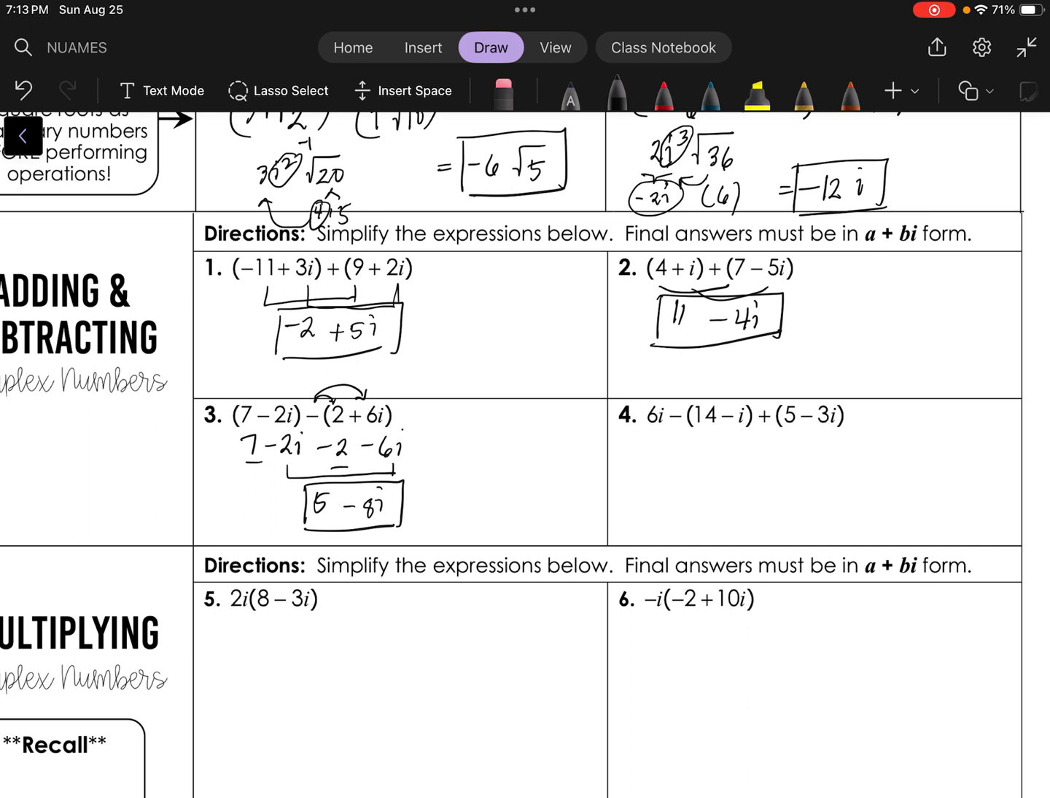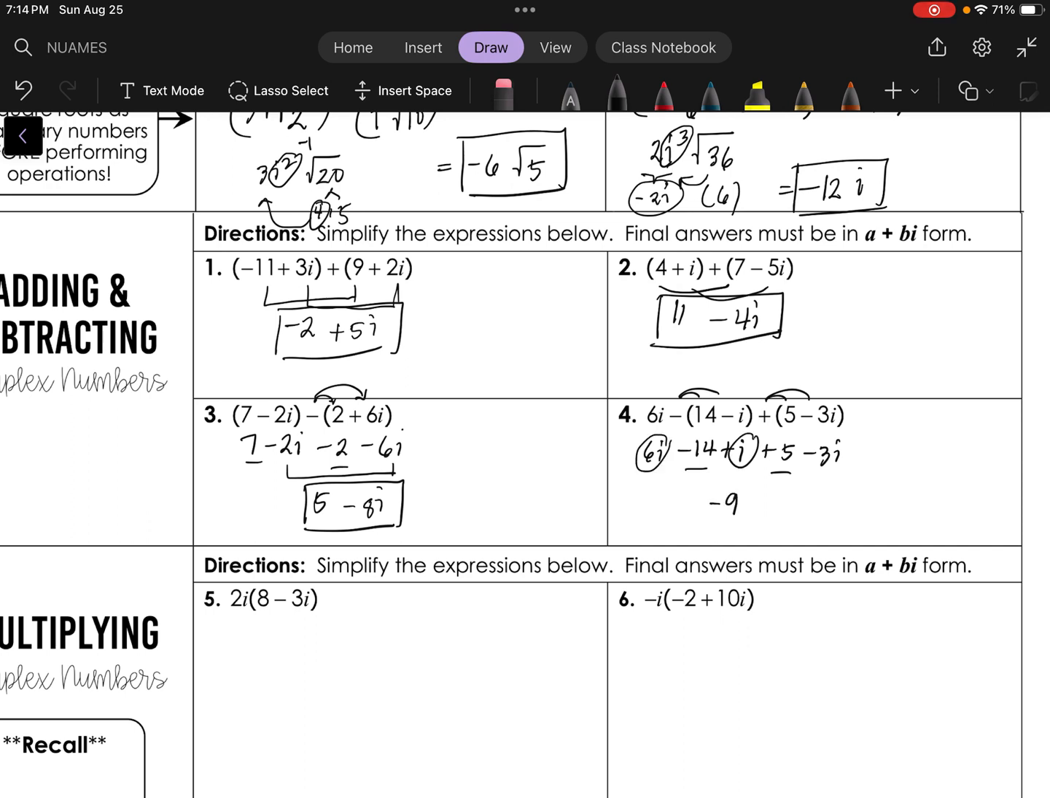So same with example 4, you want to rewrite it first so you won't be confused with the signs, right? So distribute that sign for whatever parenthesis that you have. So you end up having 6i minus 14 plus i plus 5 minus 3i. And then you combine all the real parts first. You have negative 14 and positive 5. That gives you a sum of negative 9.